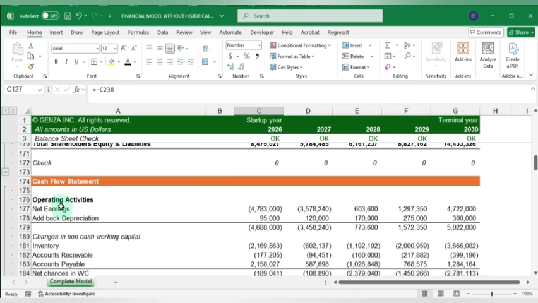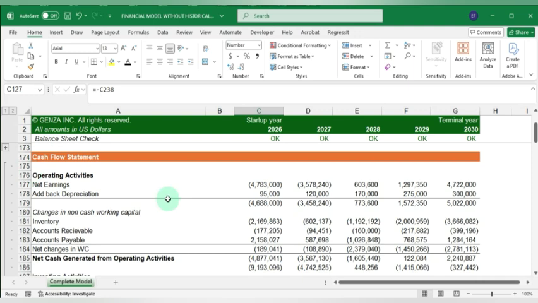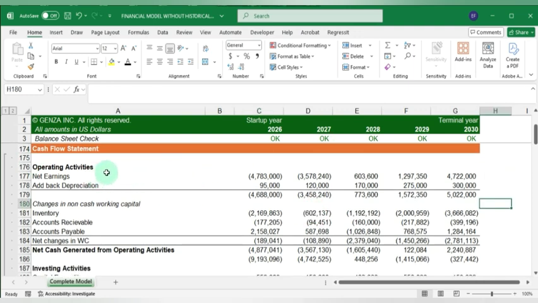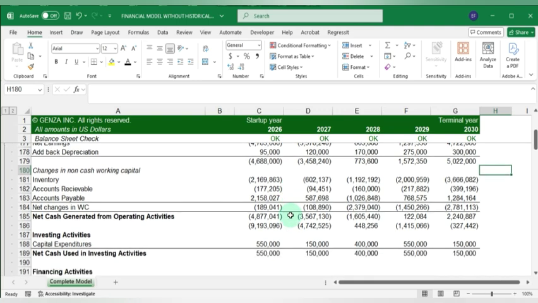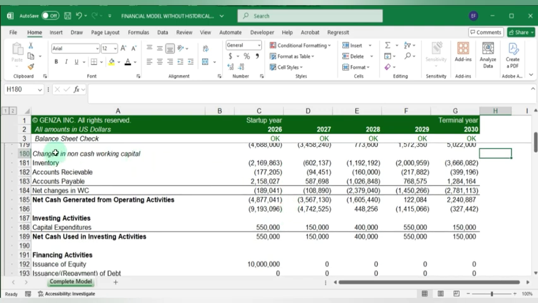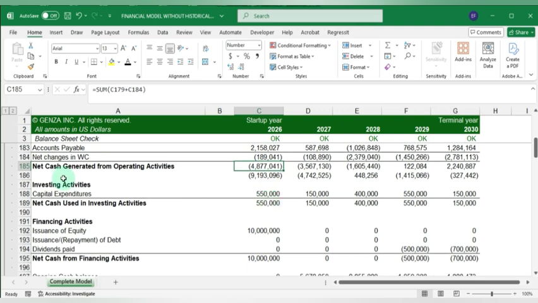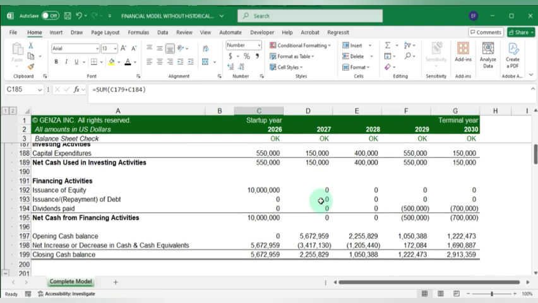So we went ahead to build our cash flow statement as well. As usual, this is the indirect method. So we have our net earnings. We added back non-cash items, which we have depreciation in this particular case. Then we have our changes in non-working capital, which we calculated from here, as you can see. Then we have our net cash generated from operations. We have our net cash used in investing activities as well, which are from capital expenditures.